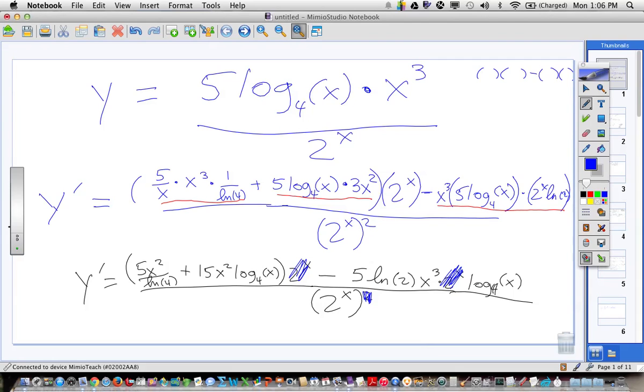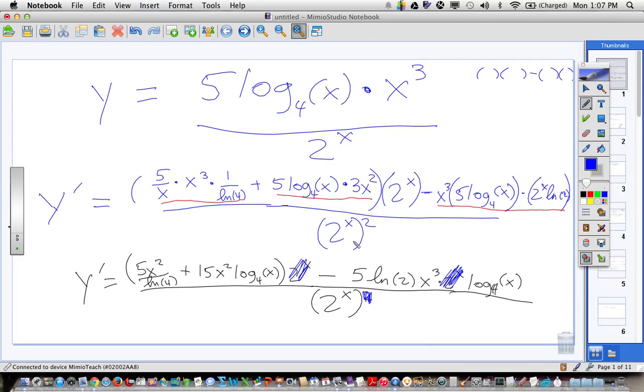Now I've got to leave the bottom alone, which is 2 to the x, minus the top left alone, which is an x cubed. I forgot that. That was the other thing I screwed up. Forgot the x cubed, and then the 5 log 4, so I just leave the top alone, times the derivative of the bottom. Derivative of 2 to the x is 2 to the x times ln 2. And then the bottom squared.